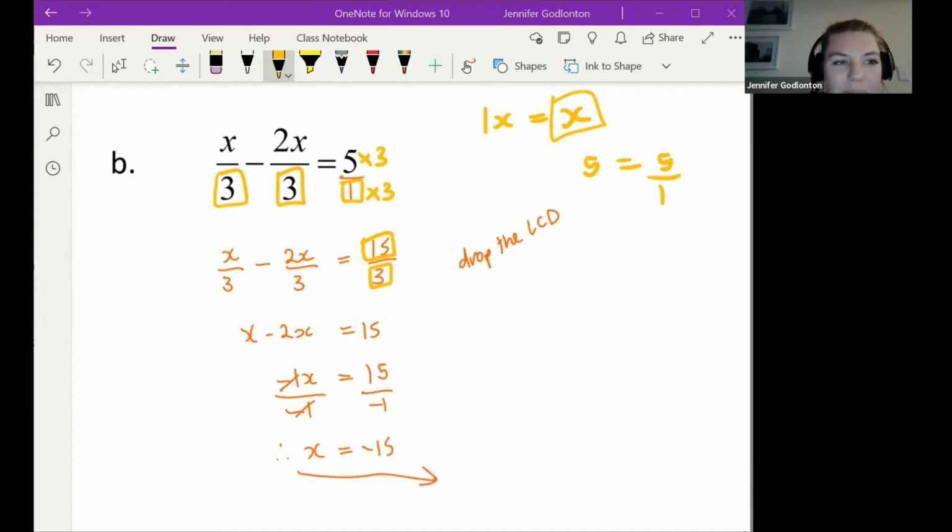Inkateko, how can I help? Ma'am, I just wanted to ask a question. Sure. You didn't change the denominators of the other numbers. Correct, because they were already 3.